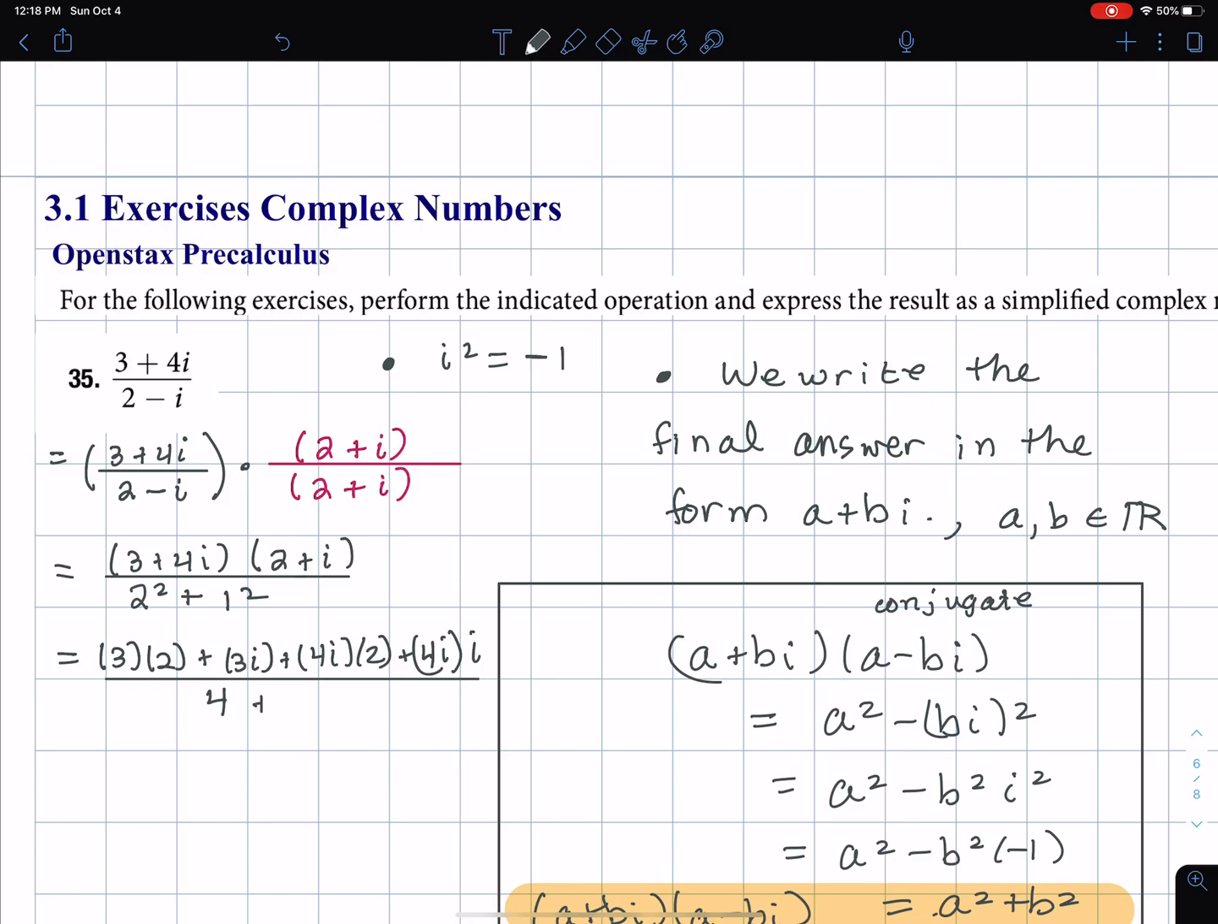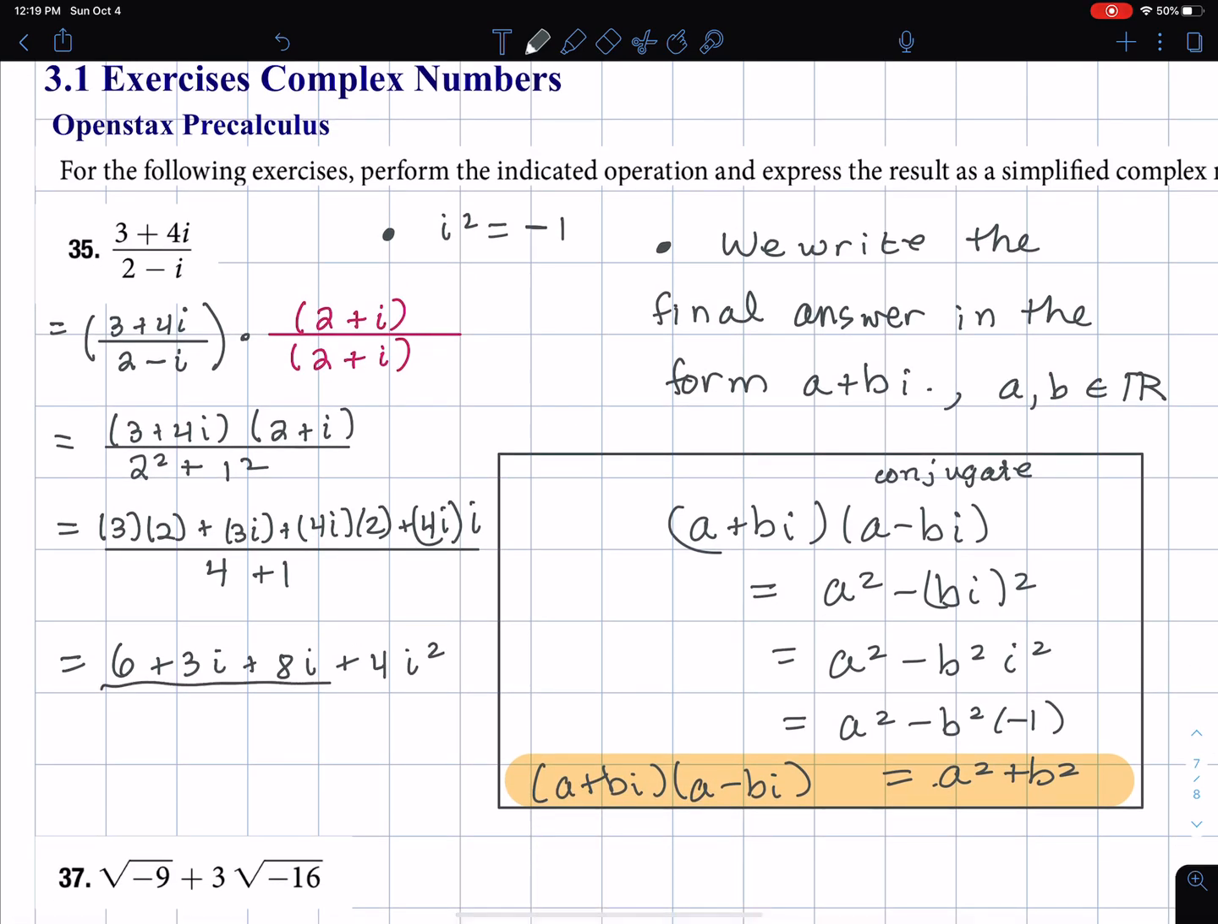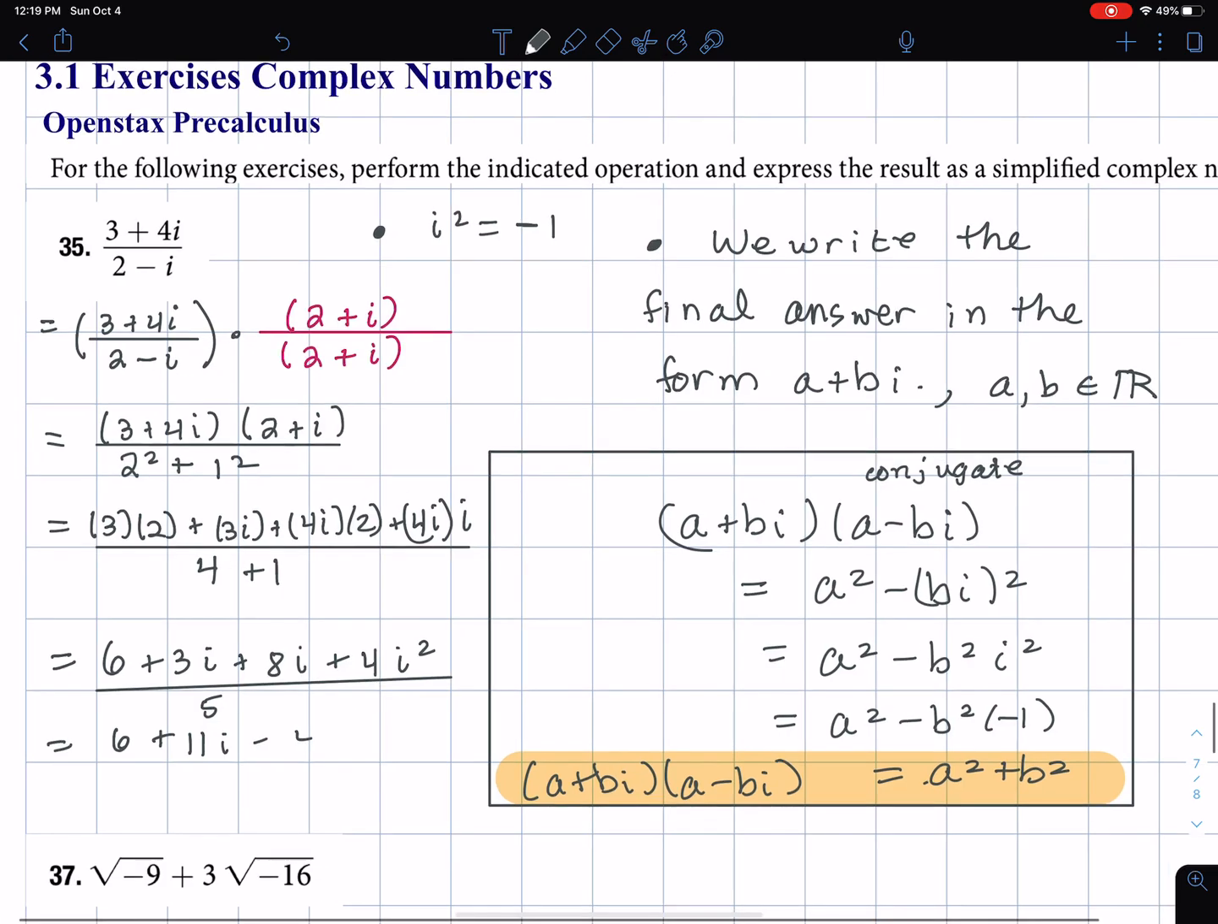4 plus 1. I really don't like anything that's cramped like this. It's one of my big things that I don't like, when everything gets all stuck together, because I could just make some more space. Okay, but I think it's all right. I have 6 plus 3i plus 8i makes 6 plus 11i. And then I use that i squared is negative 1.